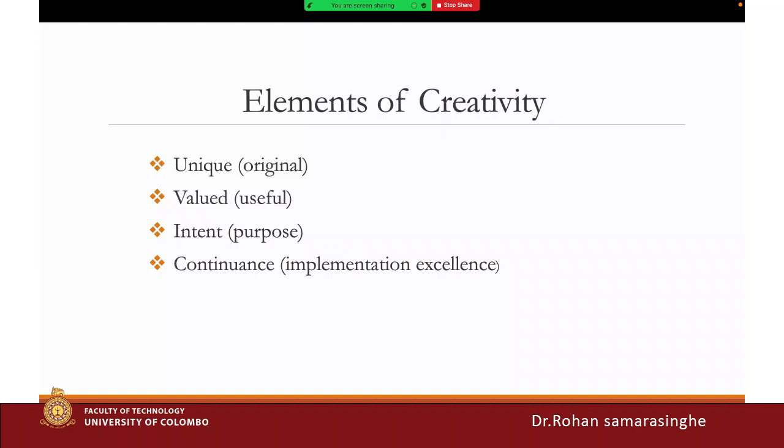So when you see the elements of creativity, most of the innovators are going to find these things: uniqueness, that is the originality, and value, usefulness. If you innovate something but no one is going to use it, what would happen? There is no value, and it is not commercially viable. So it must have value, usefulness, and intent, the purpose. There must be purpose and continuous implementation excellence. These four elements must be there in creativity.